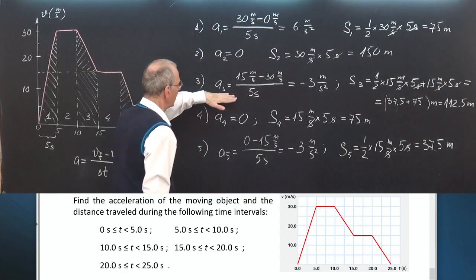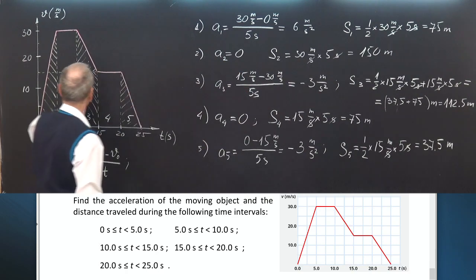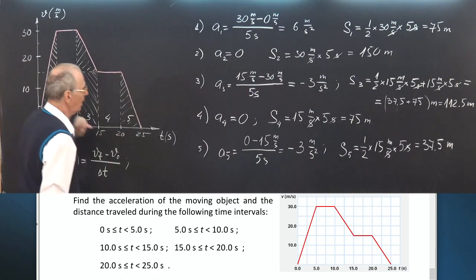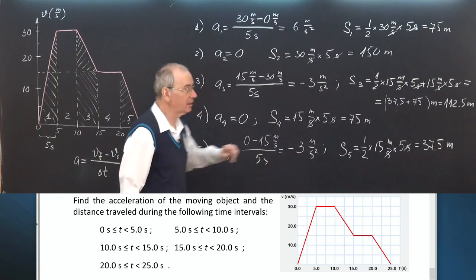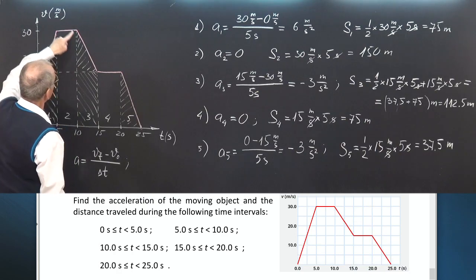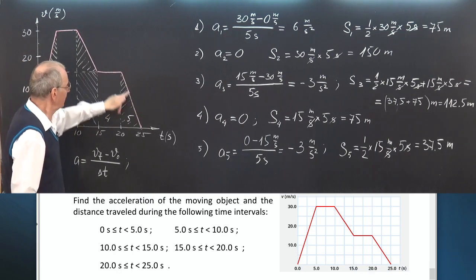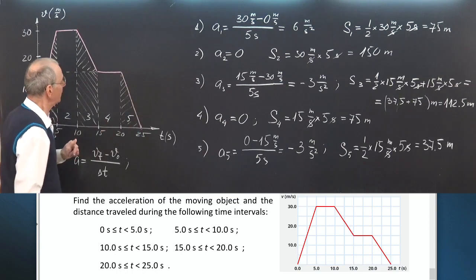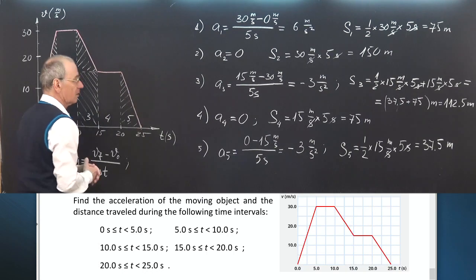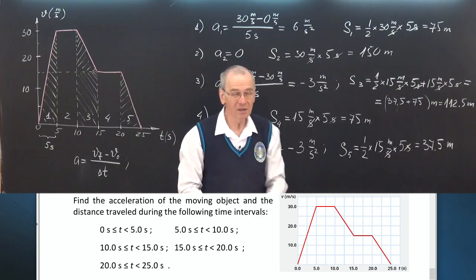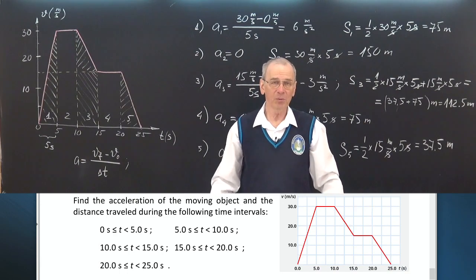An interesting thing. The third segment, acceleration, is minus 3 meters per second squared here. And the last segment, acceleration, is the same. And you can see that the slope of this line segment and the slope of this line segment are the same, because the slope determines value of acceleration. The problem is solved.